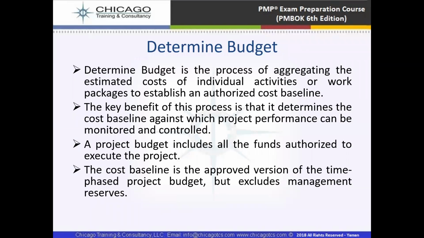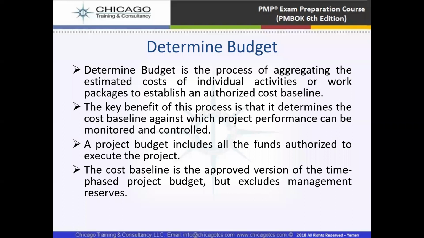The third process is determine budget. Okay, determine budget. What is determine budget? Determine budget is the process of aggregating the estimated costs of individual activities or work packages to establish an authorized cost baseline. It means we have the cost estimate. We are going to allocate this to individual activities or work packages to establish an authorized cost baseline. So we are going to reach the cost baseline here.